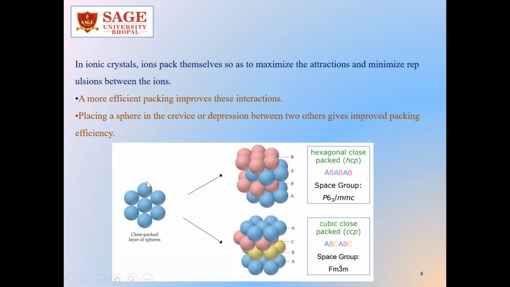In ionic crystals, ions pack themselves so as to maximize the attractions and minimize repulsions between the ions. A more efficient packing improves these interactions. Placing a sphere in the crevice or depression between two others gives improved packing efficiency. In hexagonal close packing, the pattern is AB, AB, AB, and in cubic close packing, it is ABC, ABC.